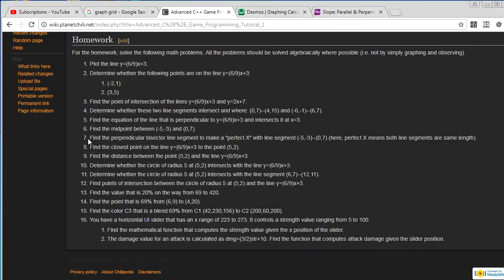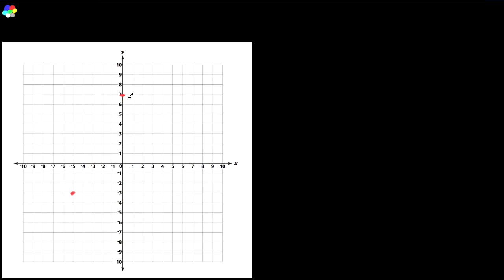All right, next question. Find the perpendicular bisector line segment to make a perfect X with the line segment negative 5, negative 3, and 0, 7. Perfect X here means that both line segments are going to have the same length. So basically we want to make a line segment that crosses this line segment at its center and that is also perpendicular to the line segment. Luckily, we've already calculated the midpoint between these 2 points. That's right here. So this is where the other line is going to cross. Now we want to calculate the slope of this line, because that'll give us the slope of the other line.